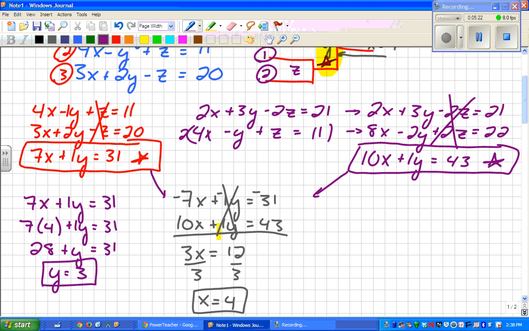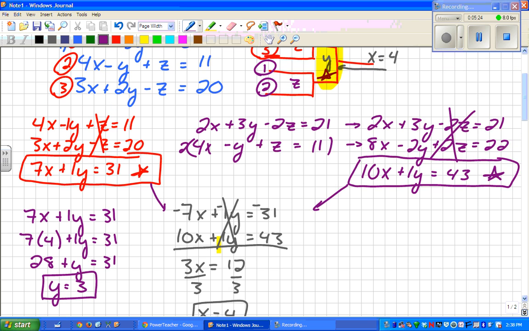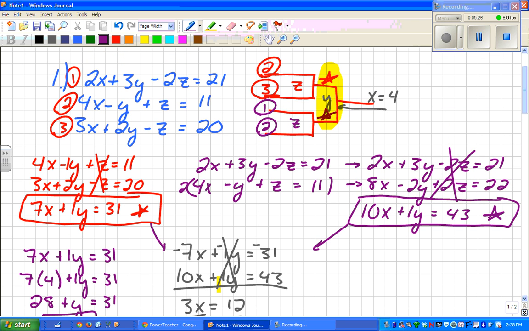Okay, so now I know what x and y are. I need to find out what z is. So going backwards again on my brackets, I found x, I found y, now I need to find z, and I have to use one of the original equations to find z. Pick whichever one you want. For me, number 2 looks like an easier one to use. So let's use number 2.